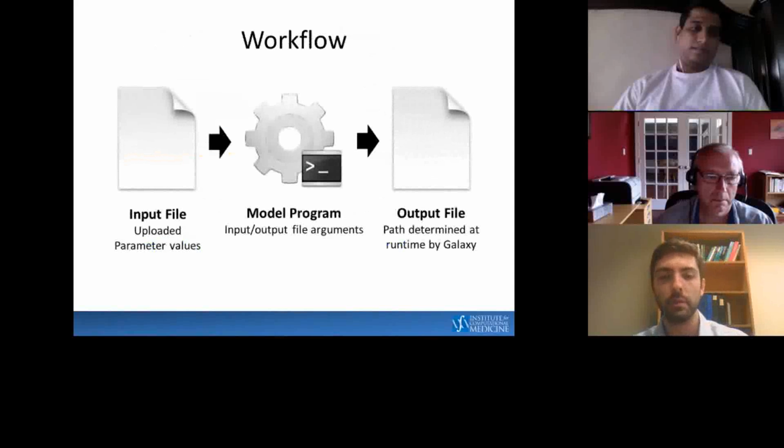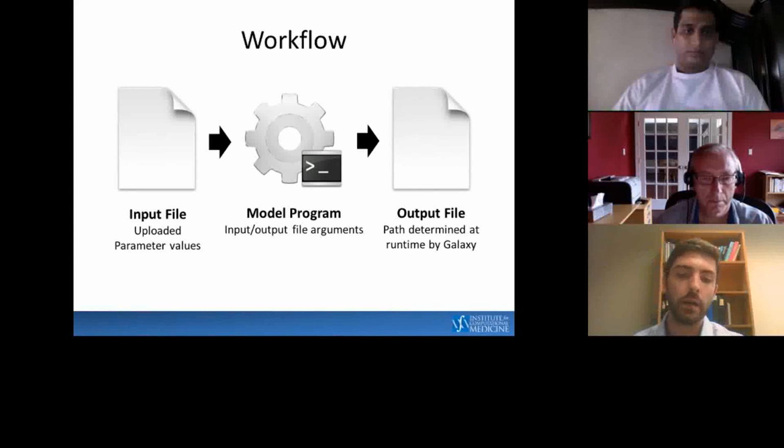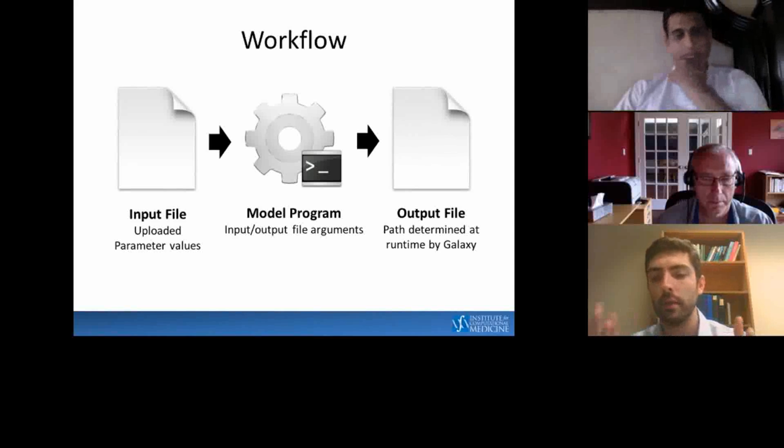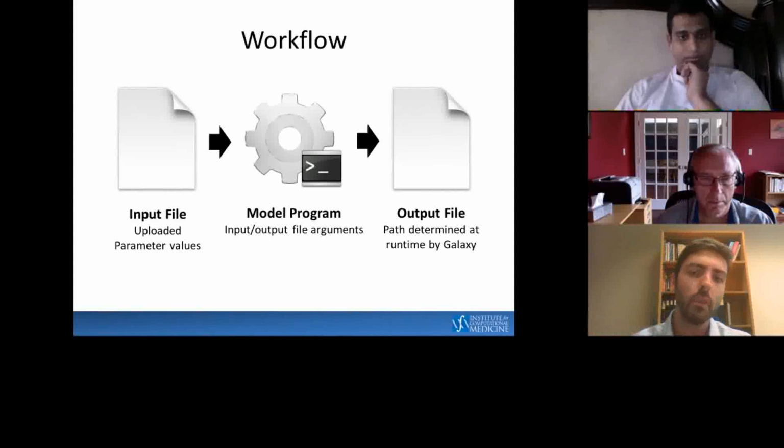For this simple example that I'm going to show, we'll have a single input file which contains all the parameter values of the model. The model program then takes in the path of that input file, and the path of the output file, as command line arguments. The output and input files will be somewhere in the Galaxy database. We don't know where beforehand, but Galaxy will take care of that for us.